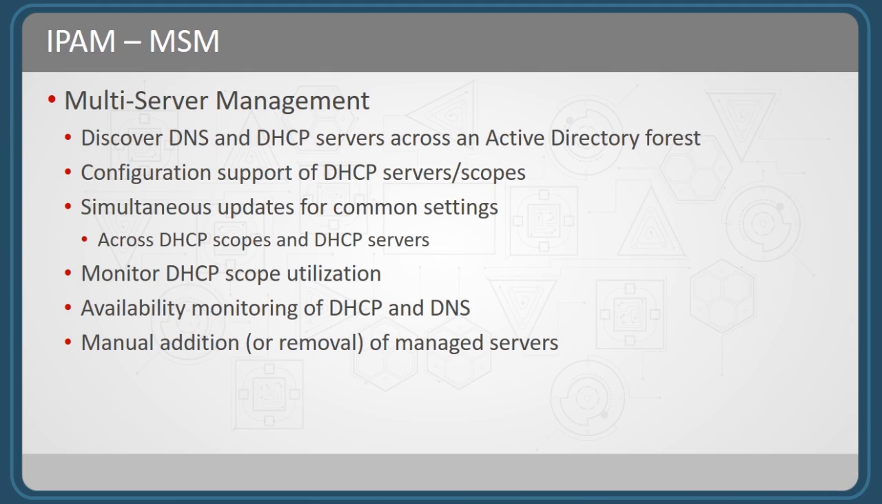I can monitor the scope utilization, again, keep an eye on how many addresses have been issued by any given server, and I can monitor the availability of those servers as well. If one of them goes down, for example, I can be alerted, and there is manual addition or removal of the managed servers. So if I have some DHCP and or DNS servers that should not be managed by IPAM, I can remove them. Maybe there's an isolated group of servers that are handled by specific people. That's fine. You can add servers in. You can take servers out at any time.